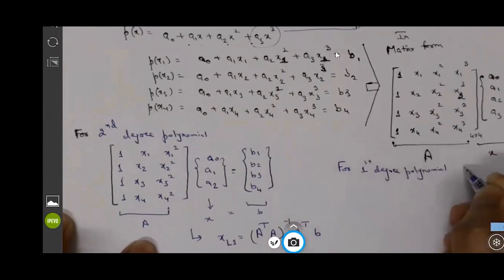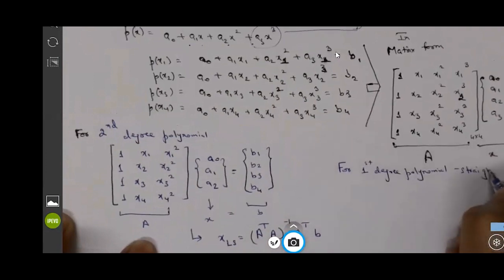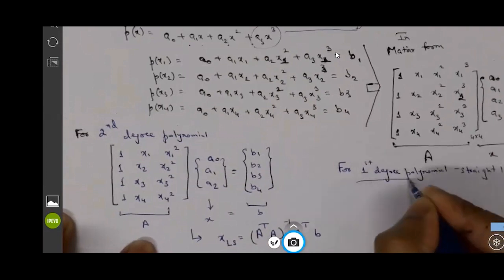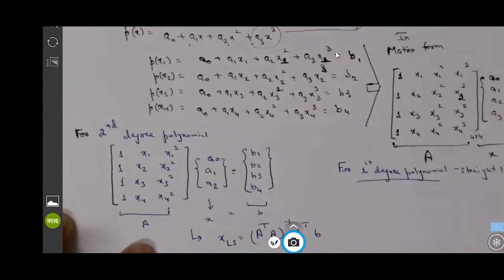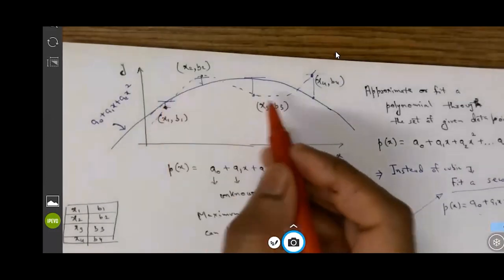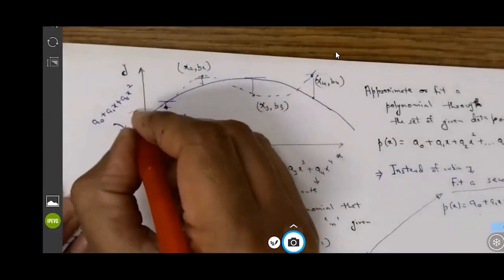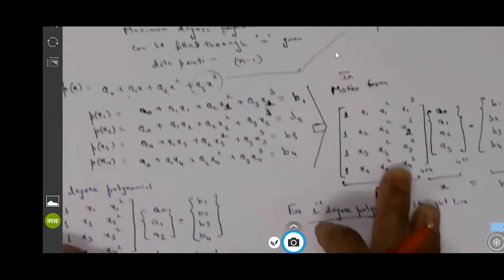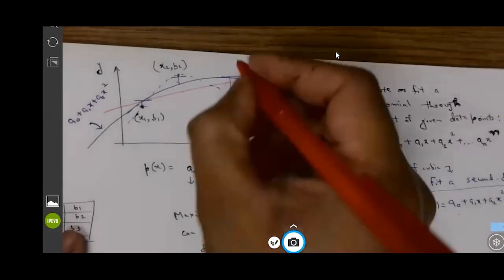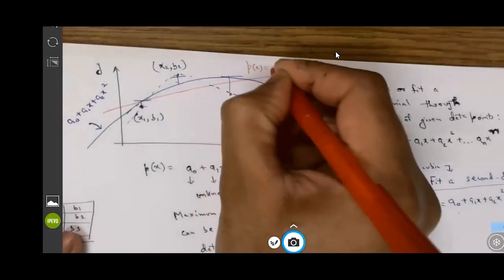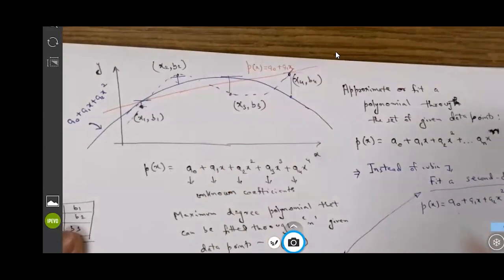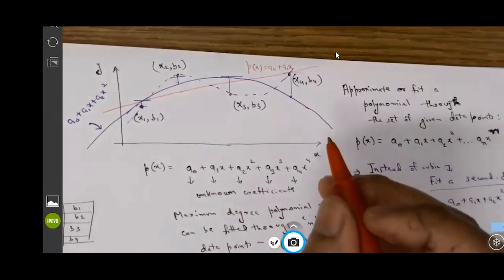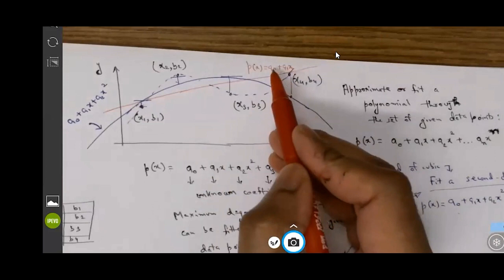Now, instead of saying that I want to fit a polynomial, I want to fit a straight line. Okay, so instead of a cubic polynomial and a square polynomial, I want to fit a straight line through these data points, if that is the given task. So the equation of that straight line would be P of X equals A0 plus A1X, right? This will be your slope and this will be your intercept.